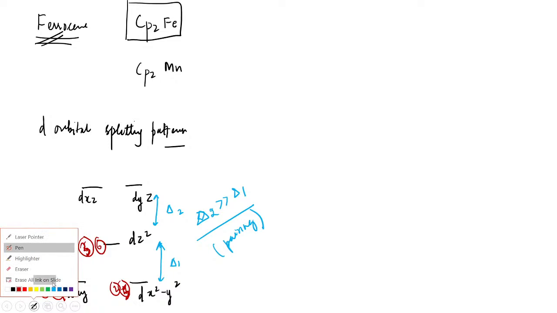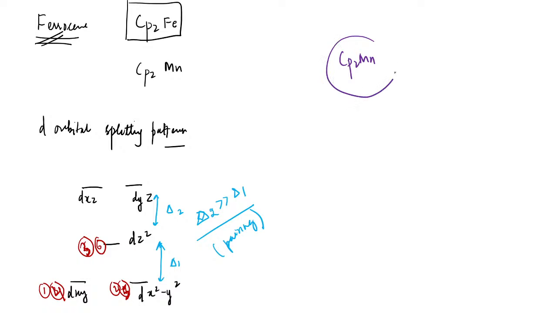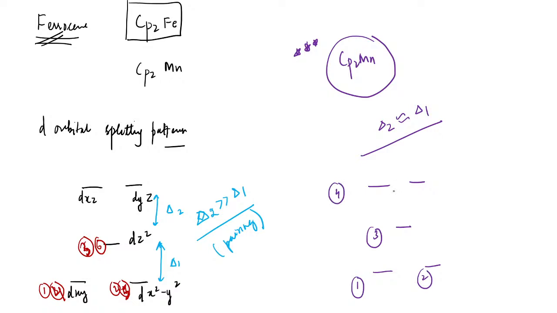But there is one exception only, and that exception is particularly your Mn metallocene, okay? There is one exception only for this particular complex, that is Cp2Mn. Only for this complex, what is the pattern? Basically, delta 2 is approximately equal to delta 1, okay? So they have comparable energy, and there is one difference over here in the electron filling, okay? And the difference is first electron, second electron, third electron, fourth electron, fifth electron, sixth, seventh, eighth, ninth, and tenth.